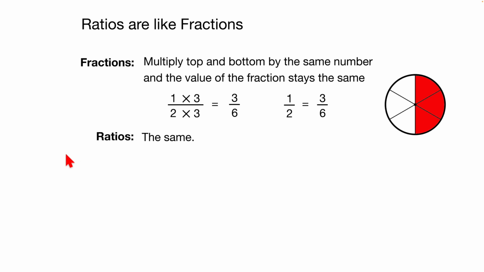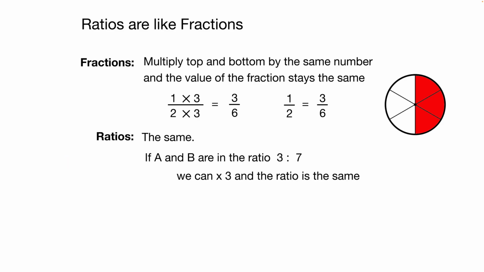Ratios are the same. If A and B are in the ratio 3 to 7, then we can multiply by 3 both sides and the ratio is the same. 3 to 7 is the same as 3 times 3 to 7 times 3, which is the same as 9 to 21. 9 to 21 is the same as 3 to 7. If by some calculation you end up with 9 to 21 and the question asks, show the ratio in its simplest form, you would divide both sides by 3 and end up with this. We can go both ways.